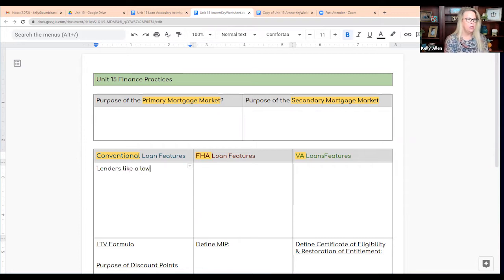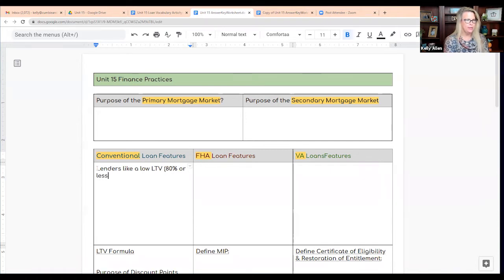Lenders like a low LTV, which would be 80% or less of the contract price or appraised value, whichever one is less. So with a low LTV, you've got to think of it in terms of the lender, the bank. They want the borrower to put a good chunk of change down. That makes them feel secure. So they would prefer a borrower to put 20% down.